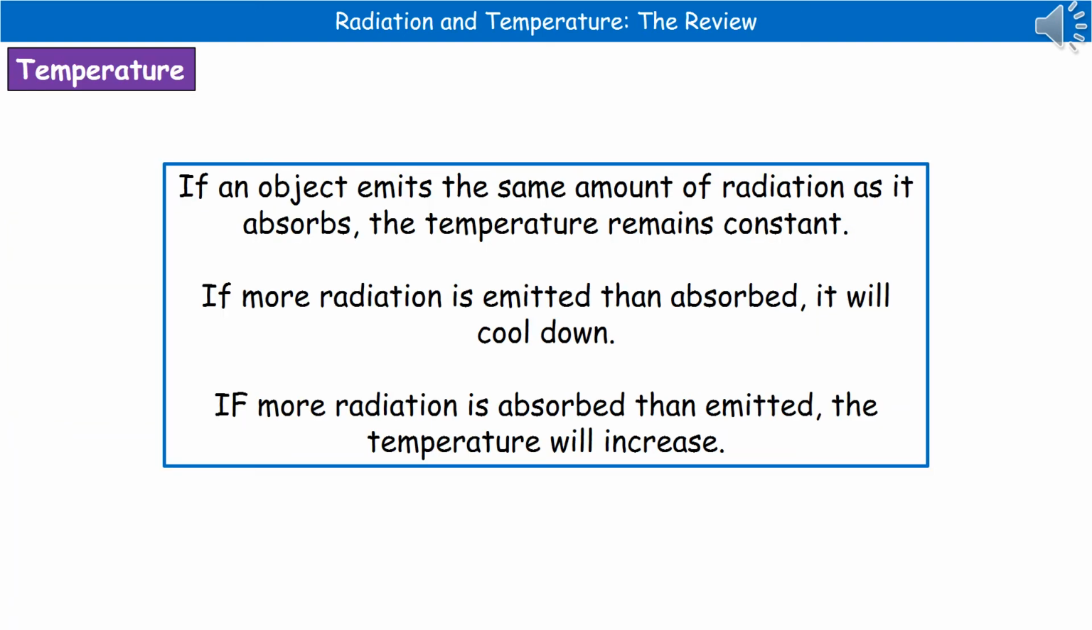So we need to know about the link between temperature and radiation. So if we've got an object which is emitting the same amount of radiation as it's absorbing, then the temperature of that object will remain constant. If, however, it's unbalanced in one way, the temperature will change. So if we're emitting more radiation than we're absorbing, then that means the object is going to cool down. Whereas if more radiation is being absorbed than is emitted, then the temperature of the object will increase.